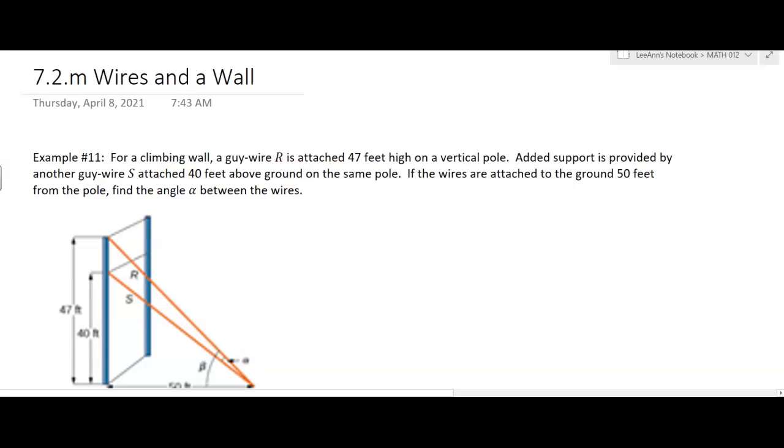Okay, so wires and a wall. In this example, for a climbing wall, a guy wire R is attached 47 feet high on a vertical pole. So this is the vertical pole, and here's the top of the wire, and the bottom of the wire is down there.